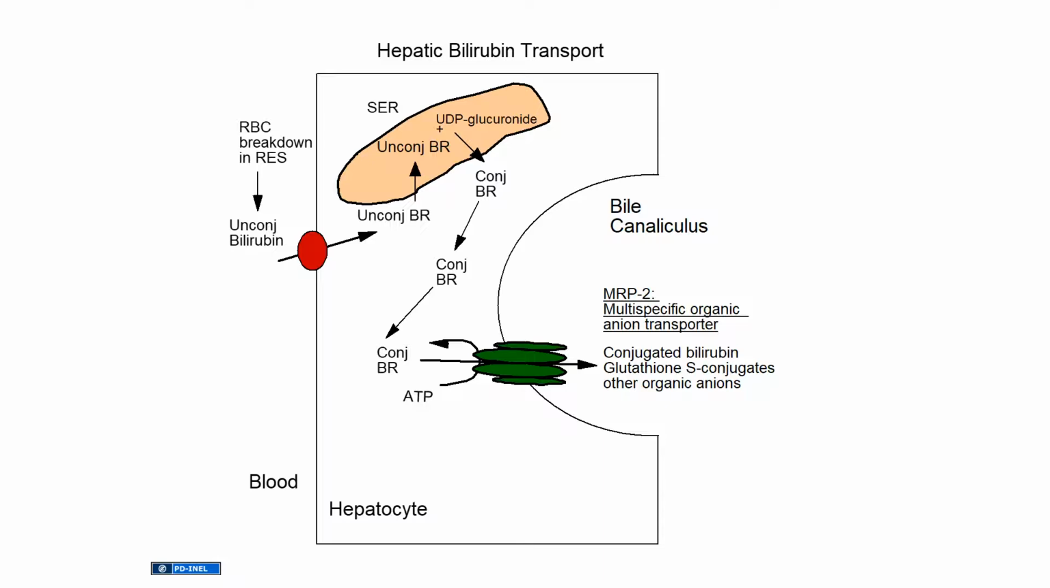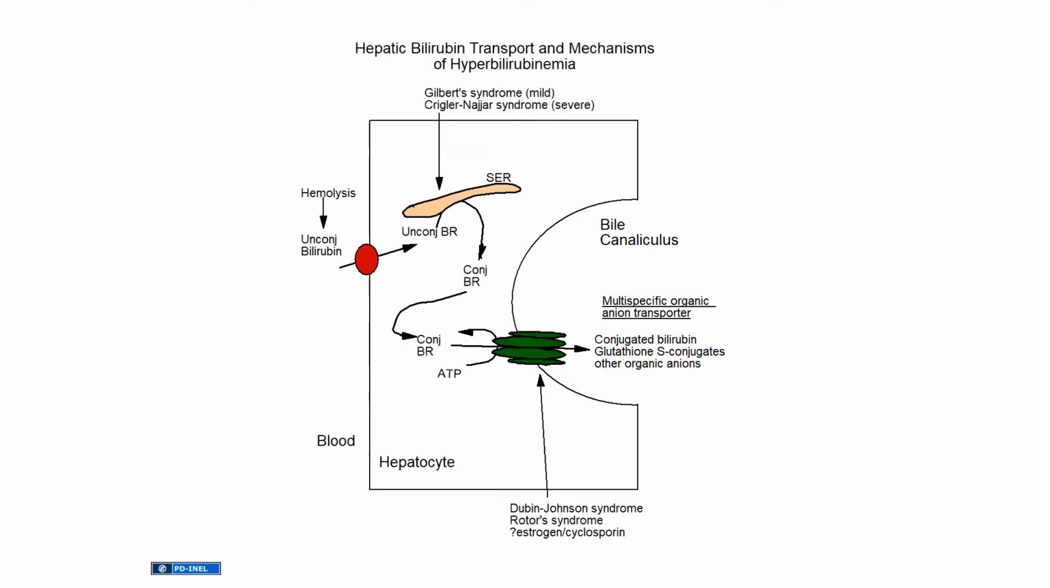So you have your conjugated bilirubin together with your glutathione conjugates and other organic anions being excreted together with the bile, no, into the biliary tree. There are many diseases that can affect these processes, and some of them are shown here in the slide.